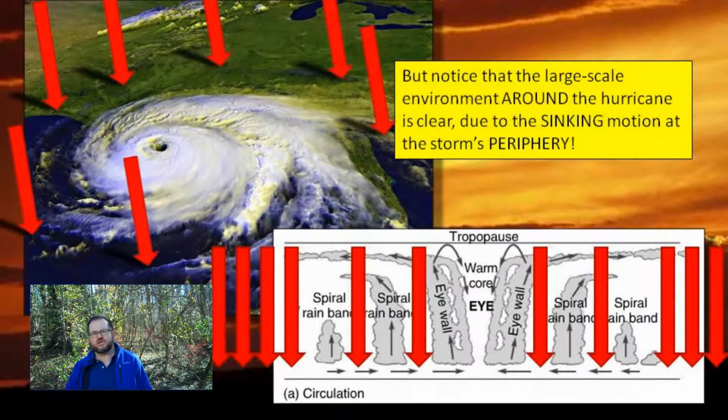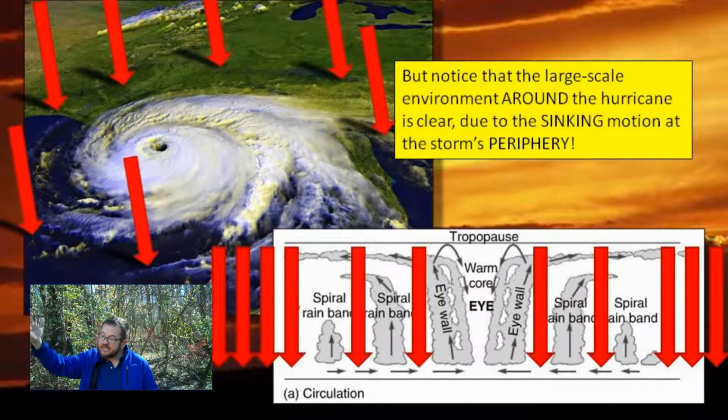Notice how all those arrows we have drawn up there with that satellite picture are all showing areas where it's pretty much clear. The large-scale environment around a hurricane ends up having large-scale sinking motion. That is very much part of the story of how a hurricane works. It's kind of an unglamorous part of the story, but part of the story, because that large-scale sinking motion results in very dry air.